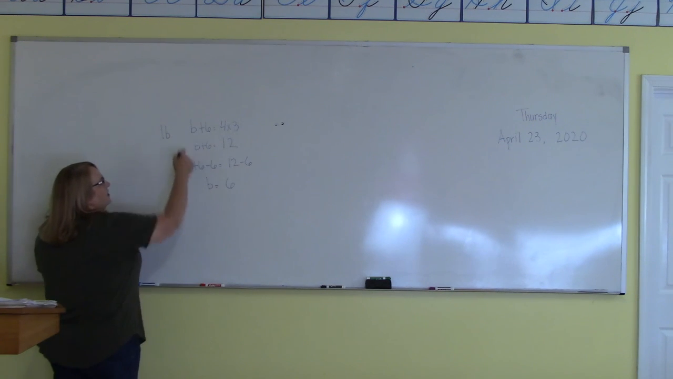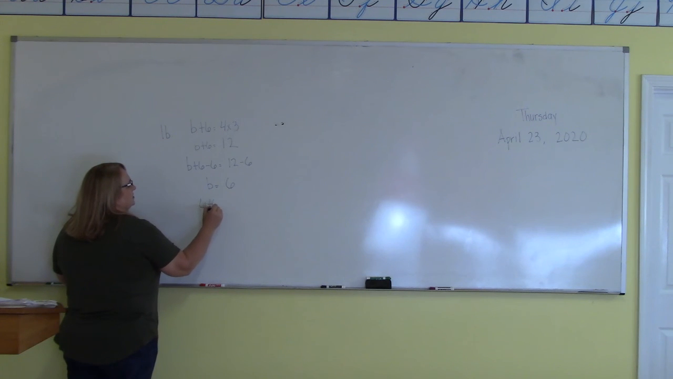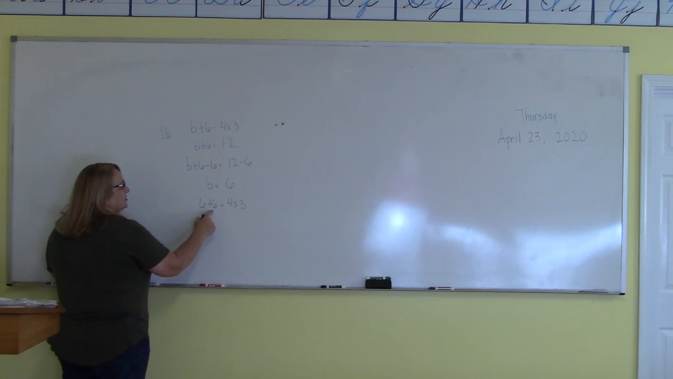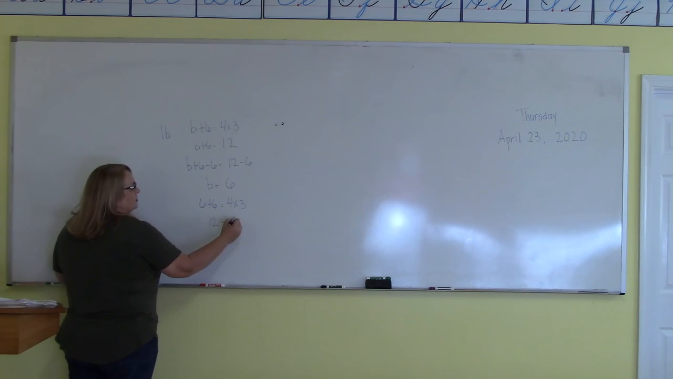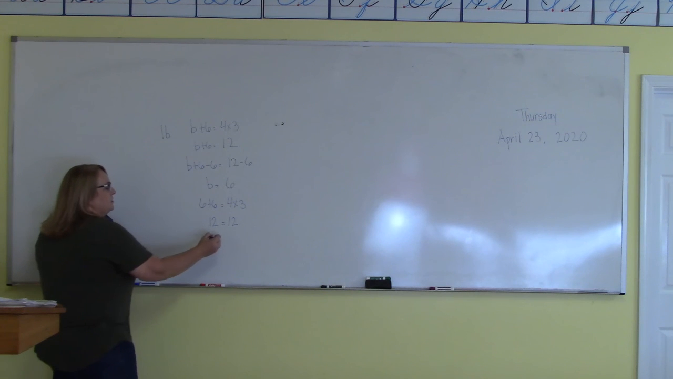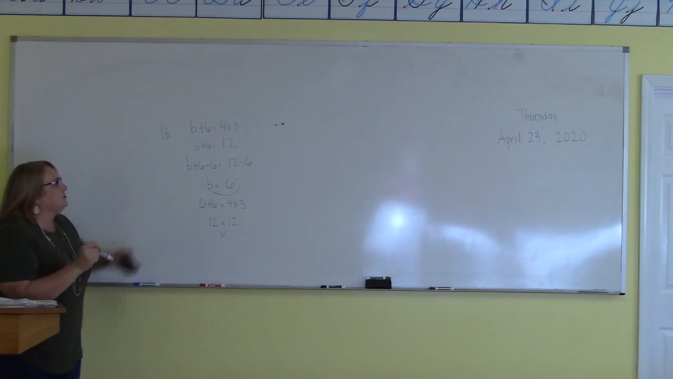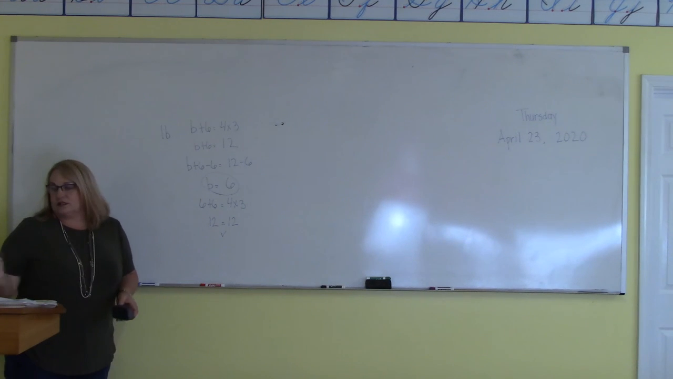Now let's plug it in. 6 plus 6 equals 4 times 3. 6 plus 6 is 12. 4 times 3 is 12. These are equal, so b must be 6. It has to be 6. b equals 6.